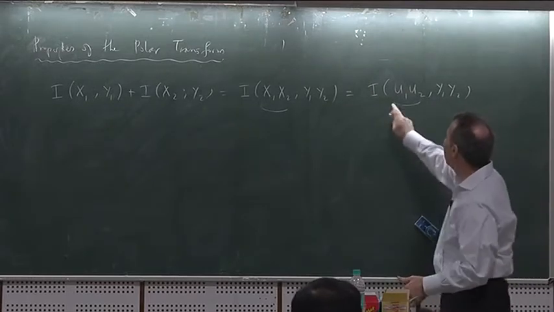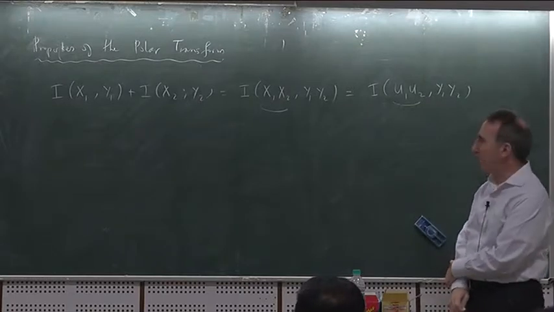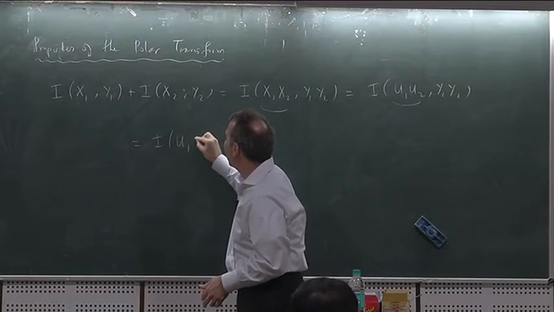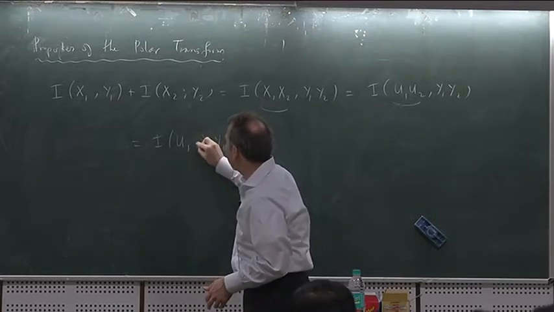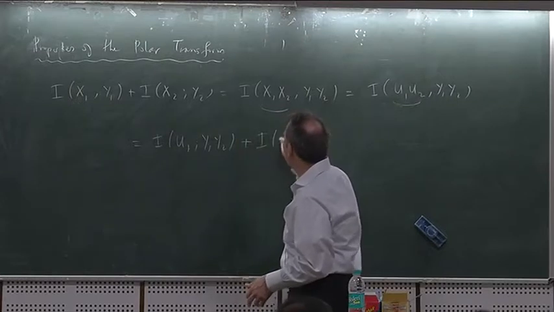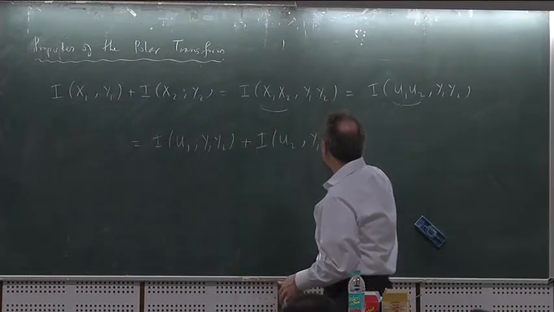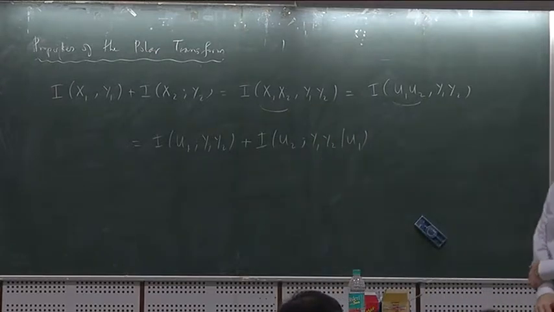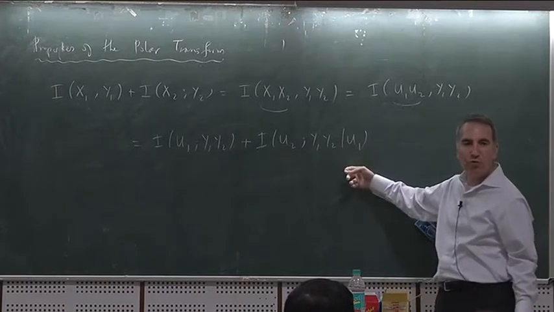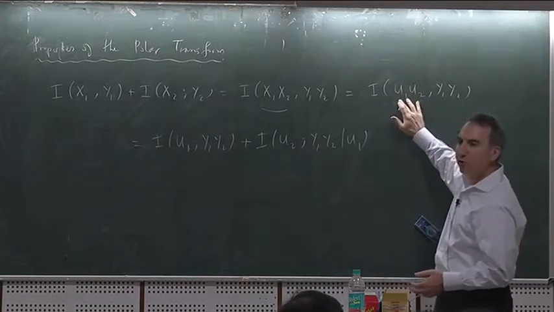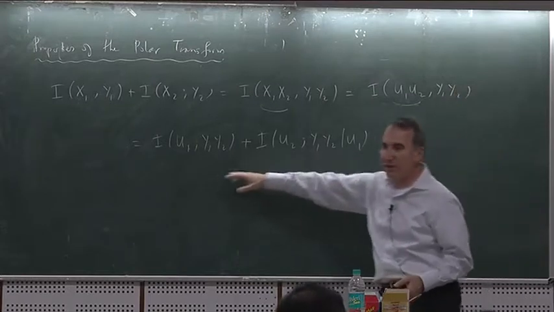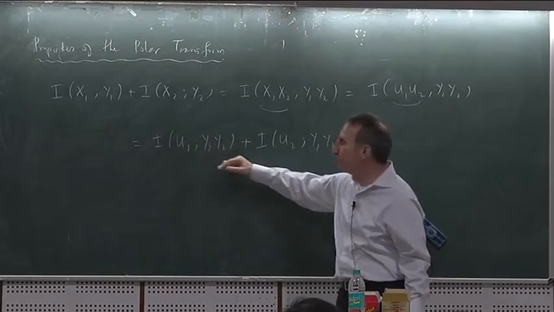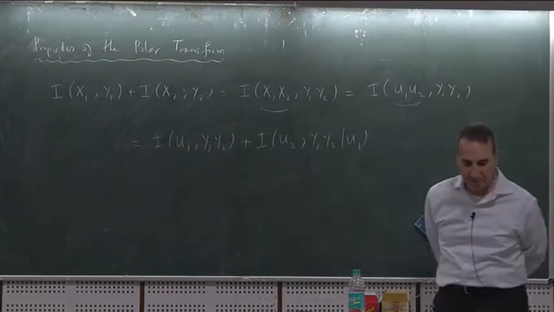Okay. And now let me use the chain rule on this. I of U1 semicolon Y1, Y2, plus I of U2 semicolon Y1, Y2 given U1. This is the chain rule of mutual information. Whenever you have multiple objects, I can always expand the mutual information as between the first and the output, plus the second and the output given the first. Okay.